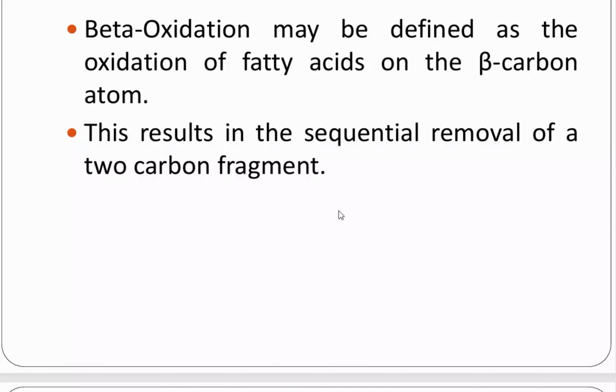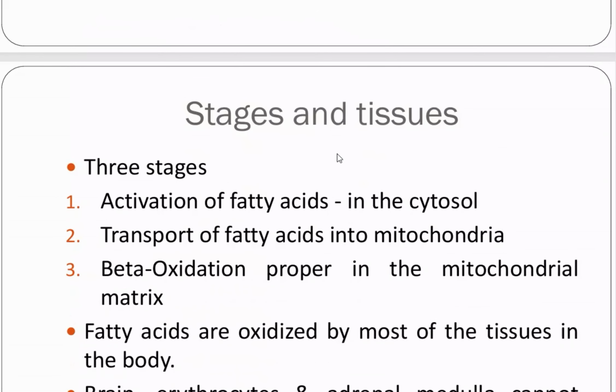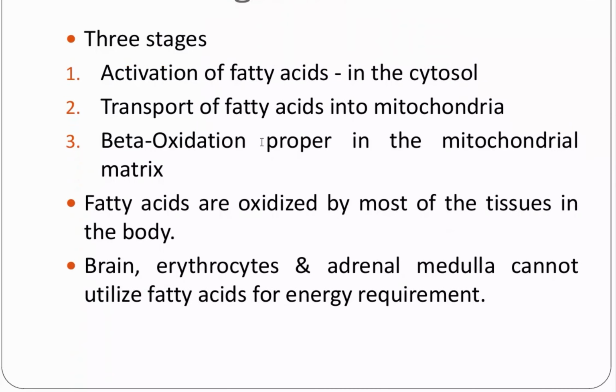in 1904. There are various stages and tissues involved in beta oxidation. There are specifically three stages. Number one, activation of fatty acids in the cytosol. Number two, transport of fatty acids into the mitochondria. And number three, beta oxidation proper in the mitochondrial matrix.